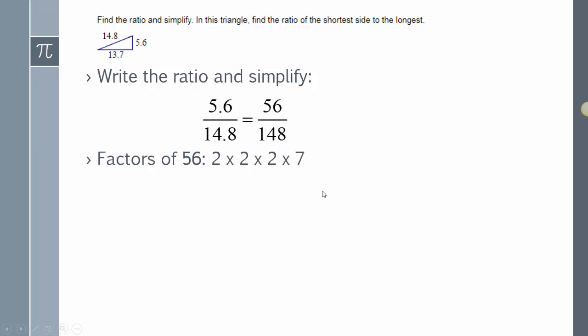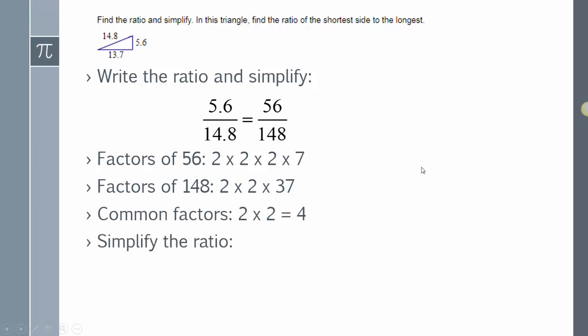Let's go ahead and do that prime factorization again. So we know 56 is 8 times 7, which is 2 times 2 times 2 times 7. 148 is 2 times 2 times 37. So my common factors here again are 2 times 2, which is 4. So I'm going to divide the numerator and denominator each by 4, and my simplified fraction is 14 over 37.